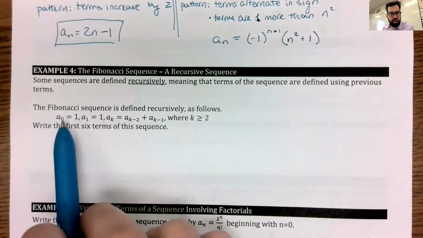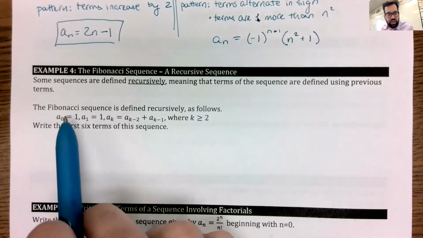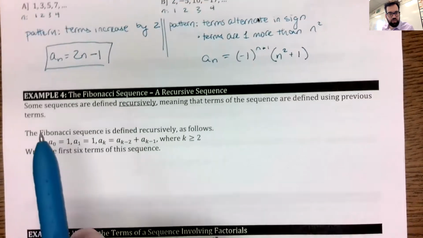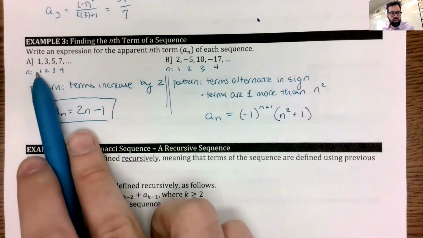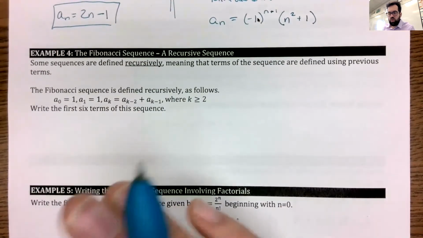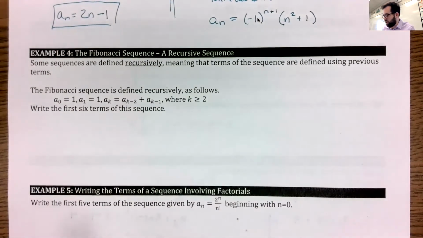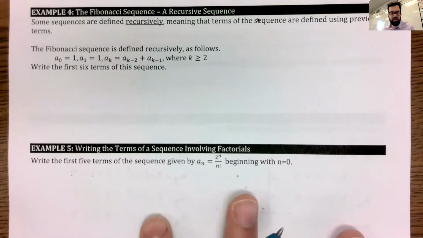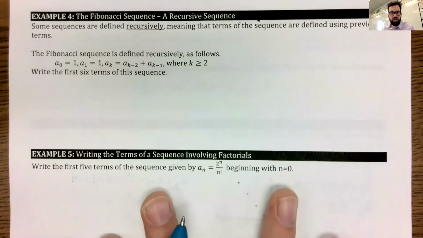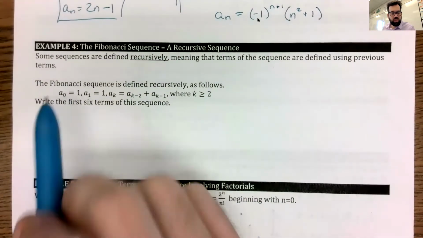A sub 0, actually, this is interesting as well. This sequence starts out with a 0 term instead of with the first term like we've been doing regularly. We can just assume that everything's going to start at 1 unless we're told otherwise. Like you can see already down in example 5, it says beginning with n equals 0. So this one starts at 0.